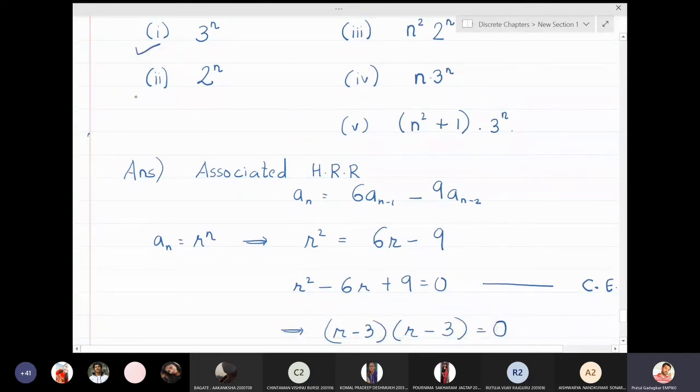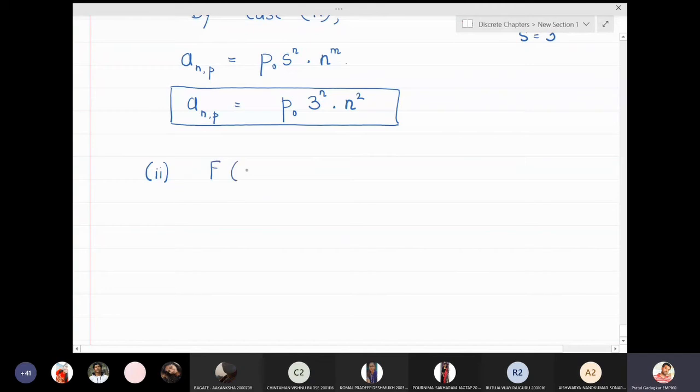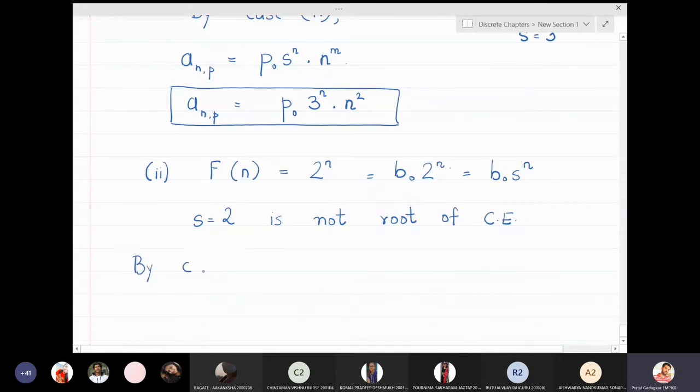Second is 2 raised to n. So now fn equal to 2 raised to n fits in the form of b naught 2 raised to n, which is b naught s raised to n. Here s is equal to 2, which is not the root of the characteristic equation. So this is by case 1, this is easy. What is the form of the particular solution? The form of the particular solution will be P naught s raised to n, which is P naught into 2 raised to n. And this finishes over here.